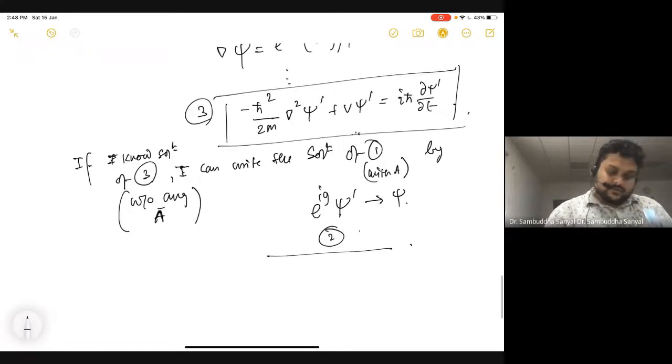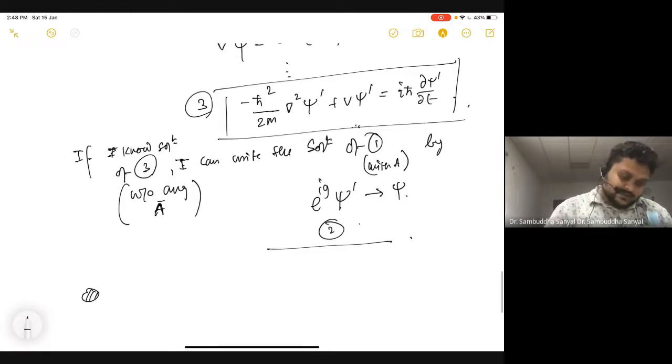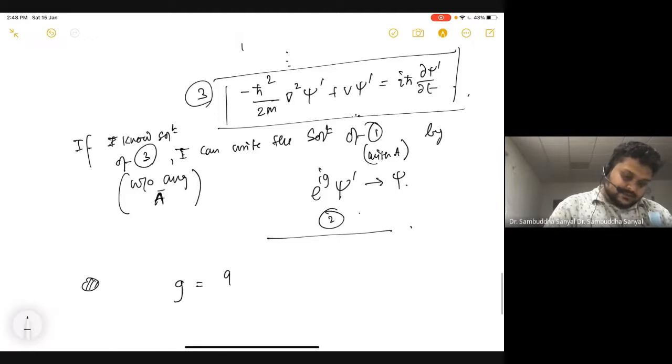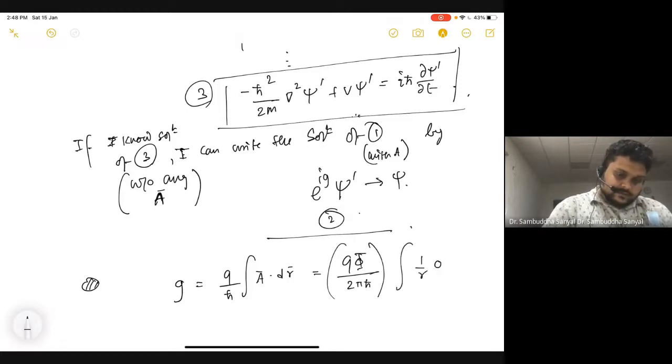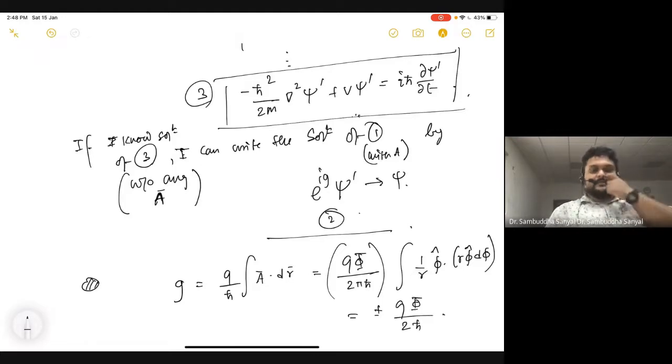So now how will it work out here? Let's say I want to know the solution of the problem when I know the solution without the magnetic field, without the flux. That means I just have to calculate the g, which is q by h bar, A dot dr. Now if I plug in A, it becomes q phi by 2 pi h bar, phi cap, r phi cap d phi, that is plus minus q phi by 2 h bar.